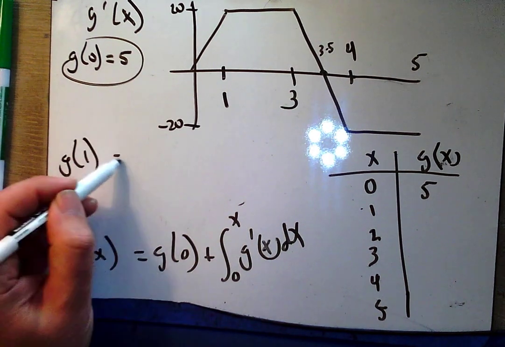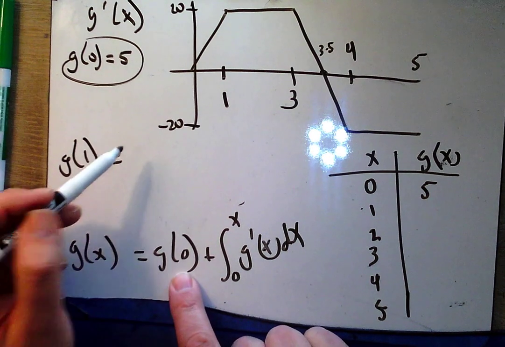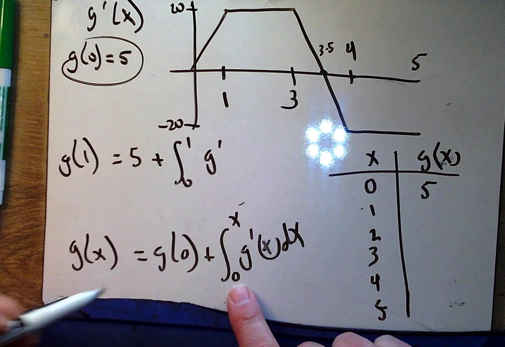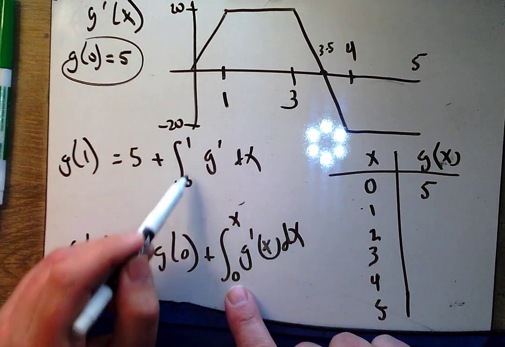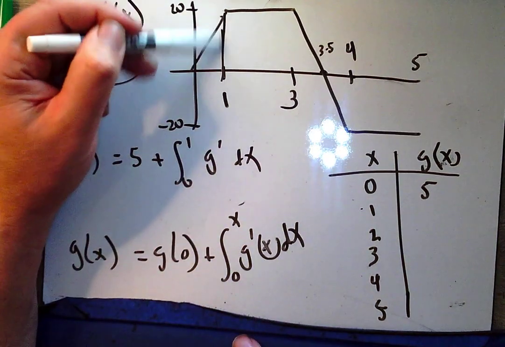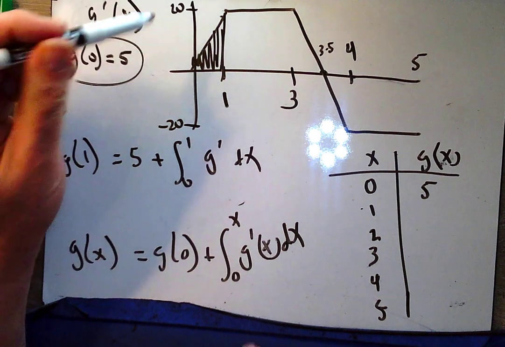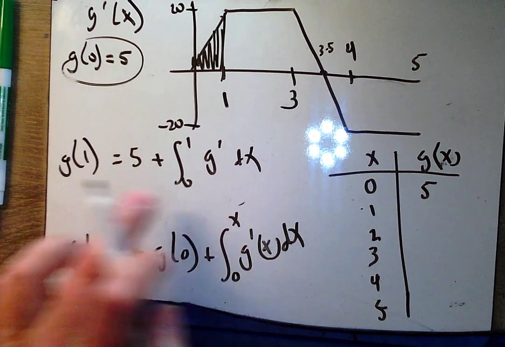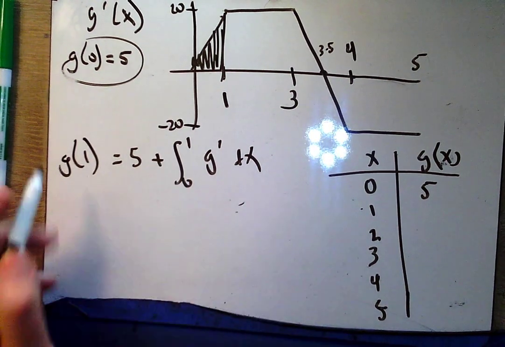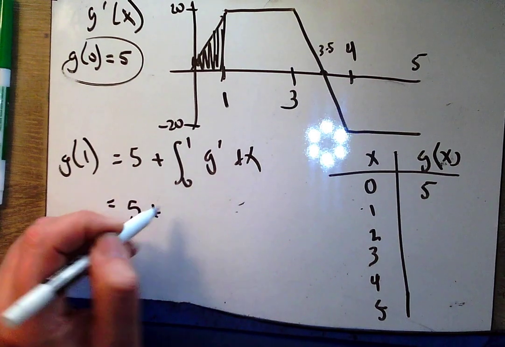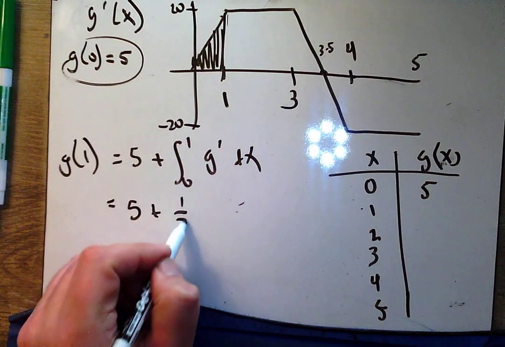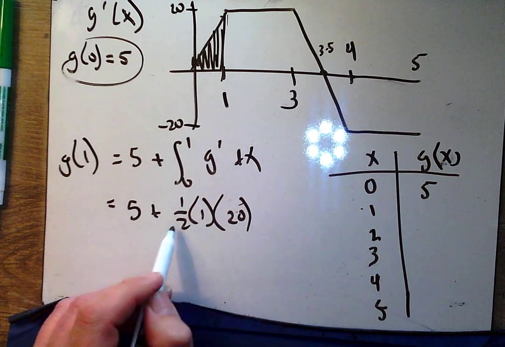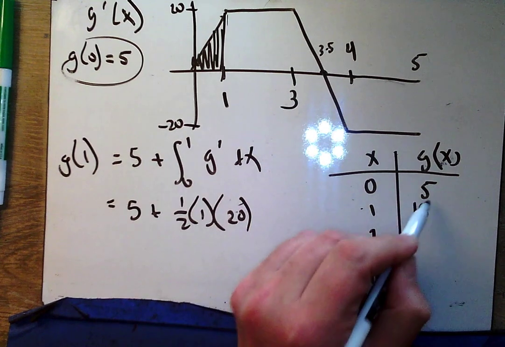Okay, so if I integrate, I'm using this formula, and I want to know g of 1. Well, g of 1 is going to be g of 0 plus the integral from 0 to 1 of g prime. Well, I know the integral from 0 to 1 of g prime is just the area of this triangle. Sorry, not general form, specific form. I know that's going to be 5 plus, that's a triangle, 1/2 base of 1, height of 20. That's going to be 10 plus 5, or 15.